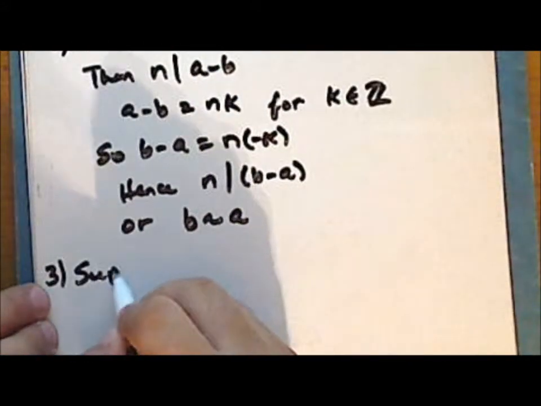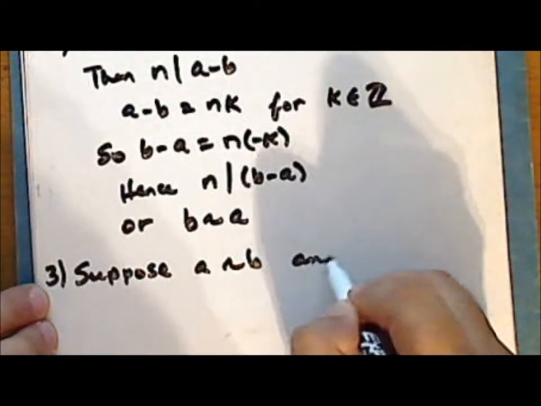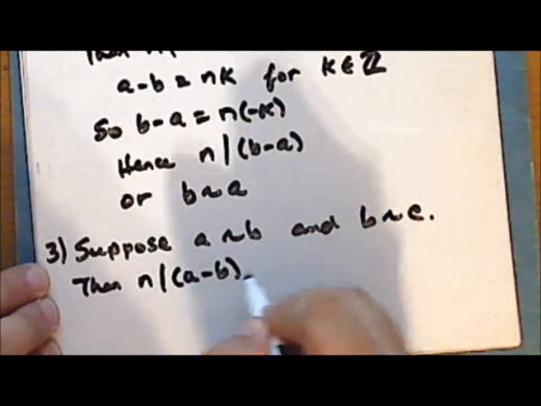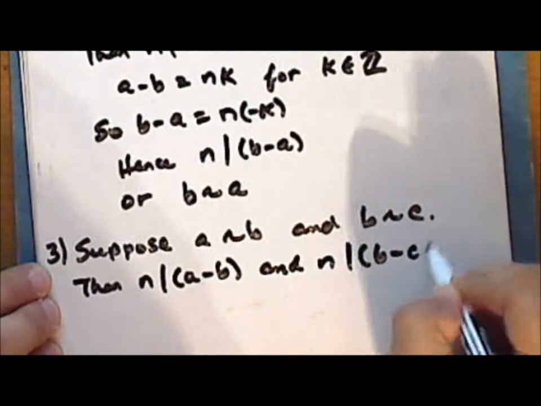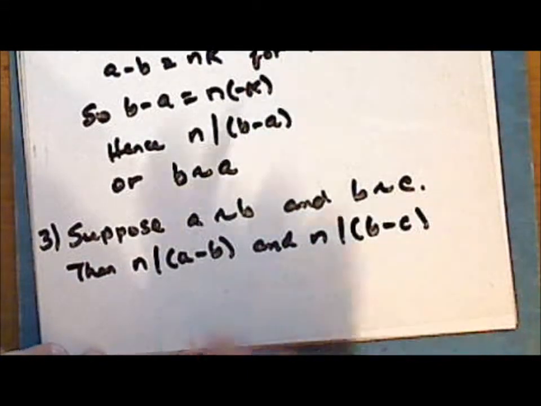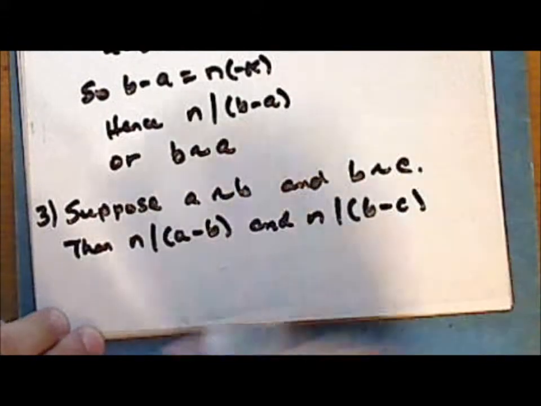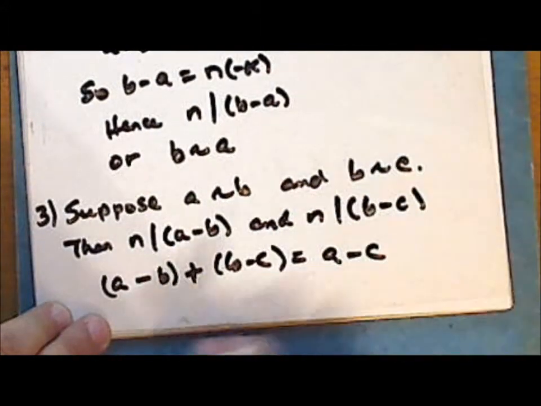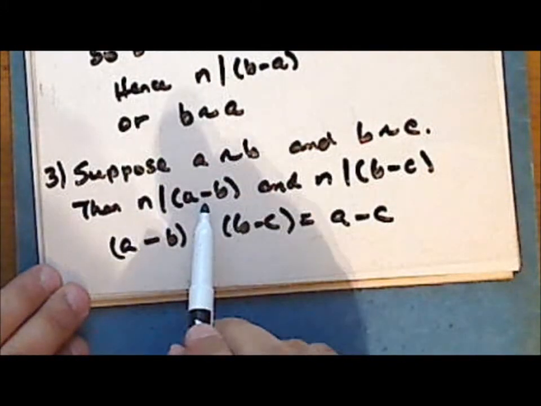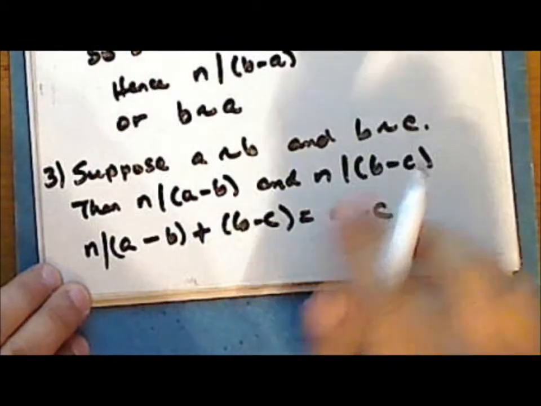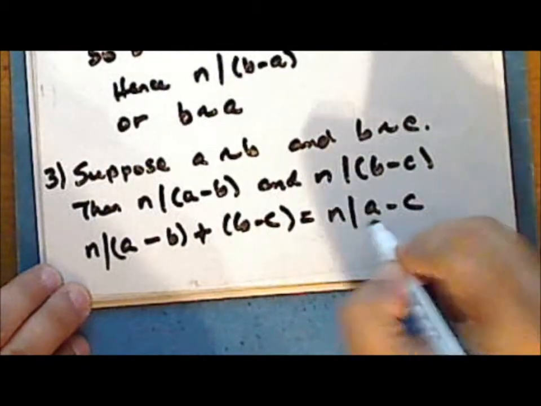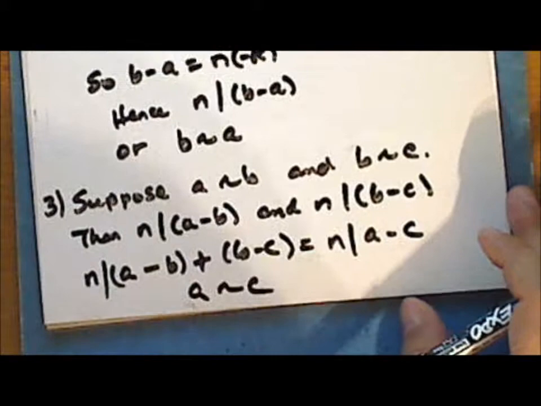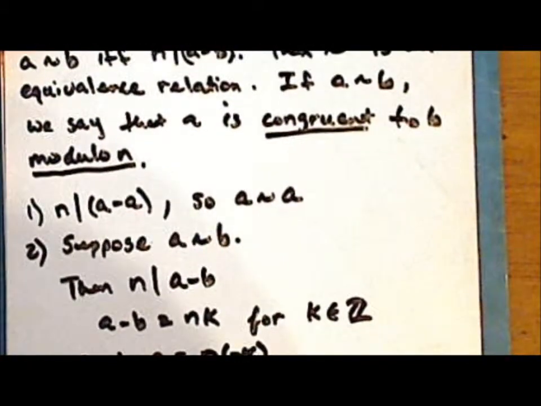Okay, third, suppose that a is related to b and b is related to c. Then n divides a minus b and n divides b minus c. So n will divide any linear combination of a minus b and b minus c. Notice that a minus b plus b minus c is a minus c. Again, n divides any linear combination of the two, so n divides this, which is the same as a minus c. So a is related to c, so the transitive property holds as well. So the relation that we call congruence modulo n is an equivalence relation.